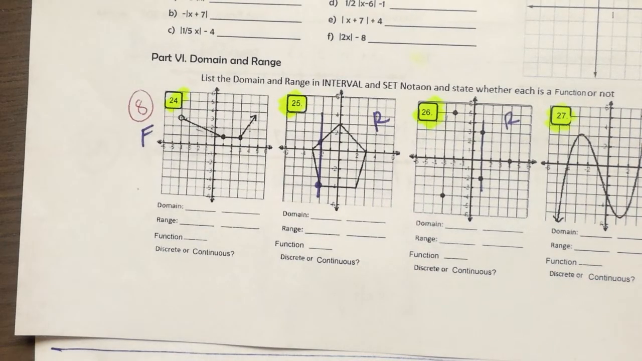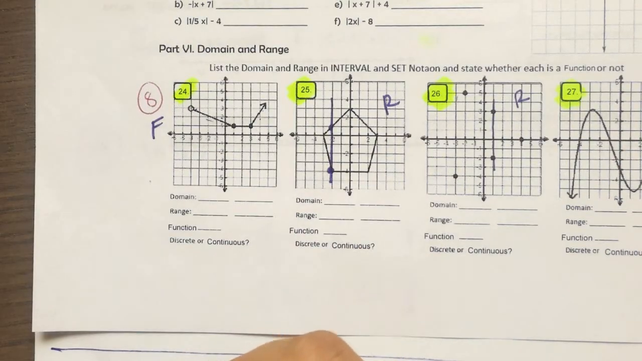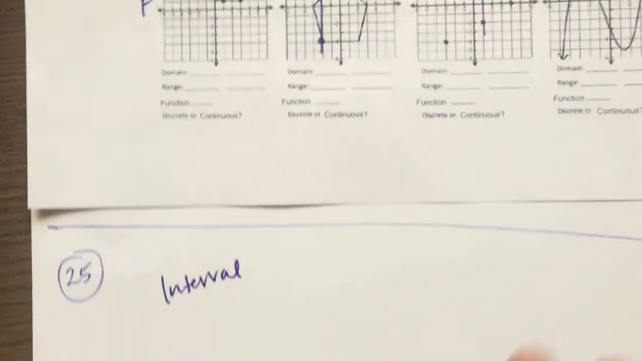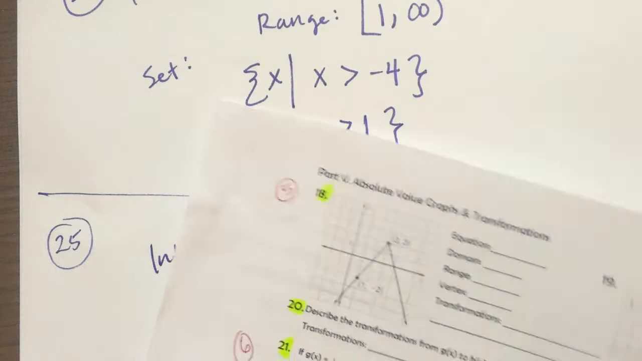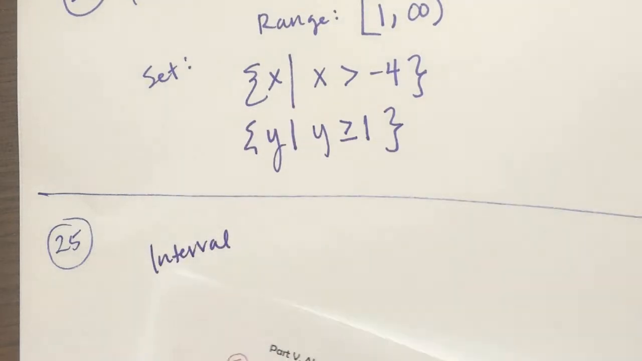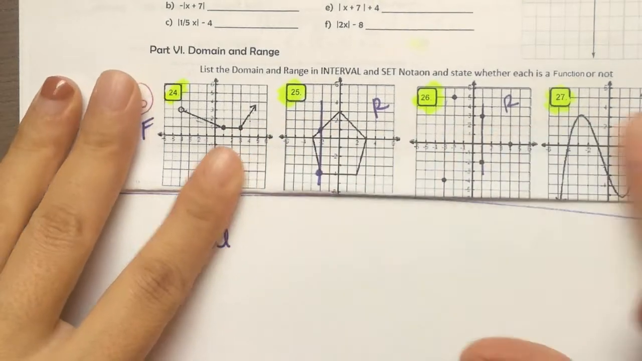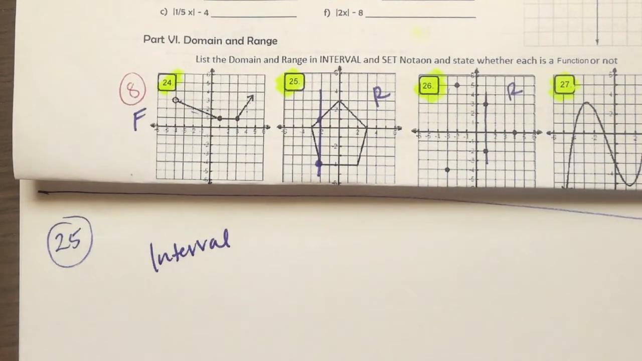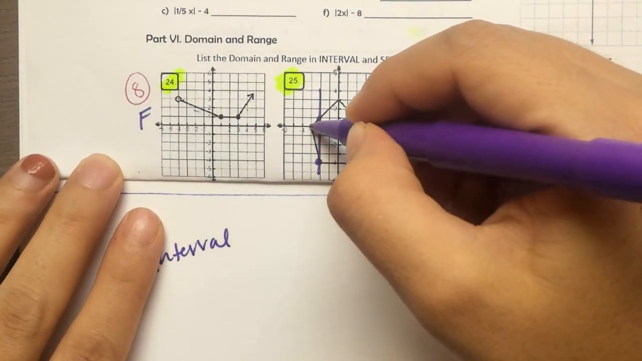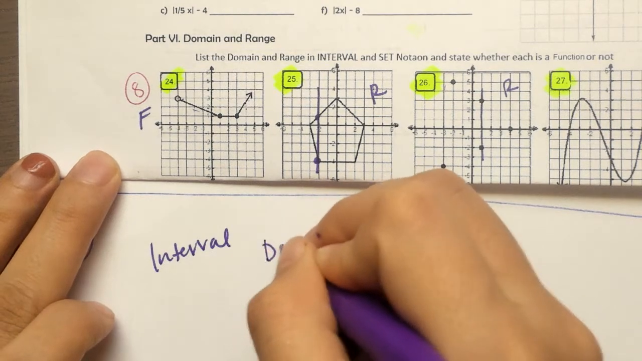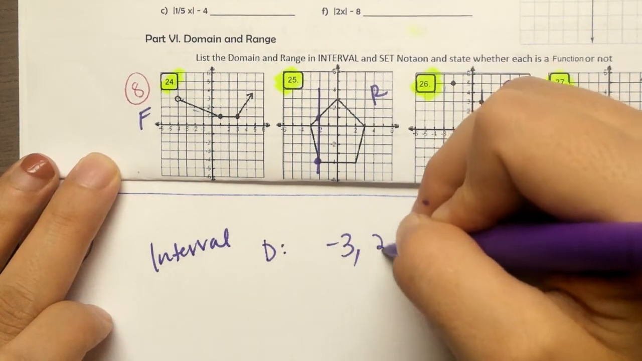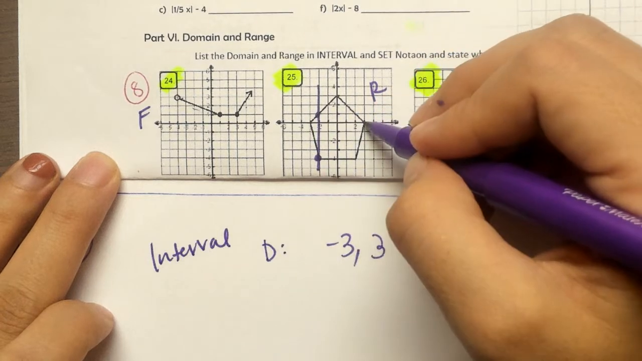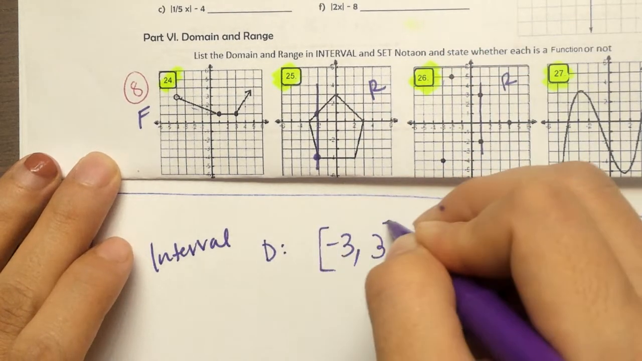For number 25, I'm going to do interval notation first. Let me fold this down real quick. Okay? So for number 25, what is the farthest left it goes? It goes to -3. And the farthest to the right it goes is 3. Since these are both closed, you don't see any open circles, so they're going to be brackets.